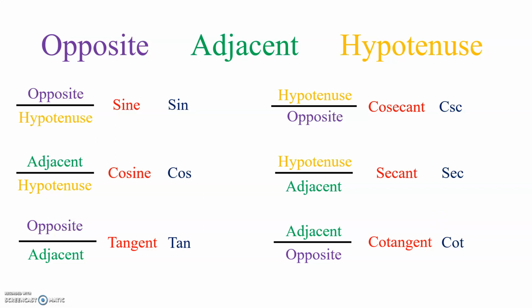The mnemonic device is SOHCAHTOA. There's the SO, S-O-H. S stands for sine, which is the ratio of opposite to hypotenuse. CAH: cosine, adjacent to hypotenuse. And TOA: T for tangent is the ratio of opposite to adjacent.